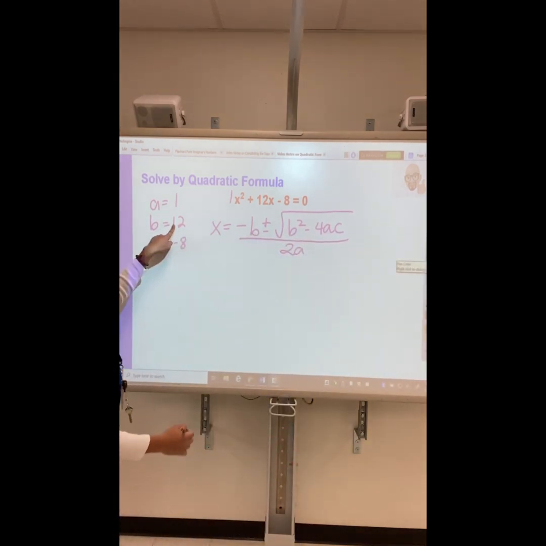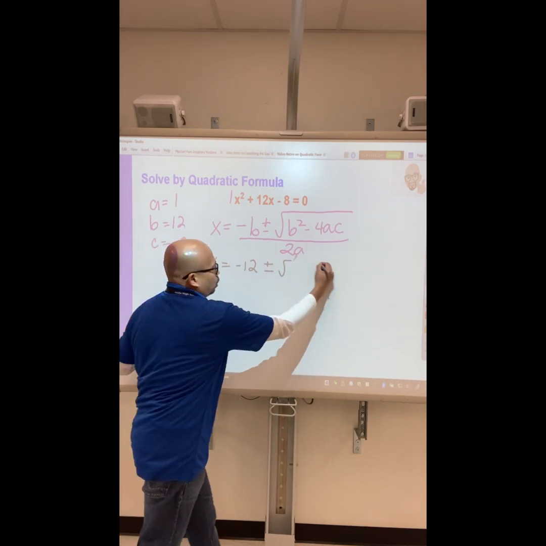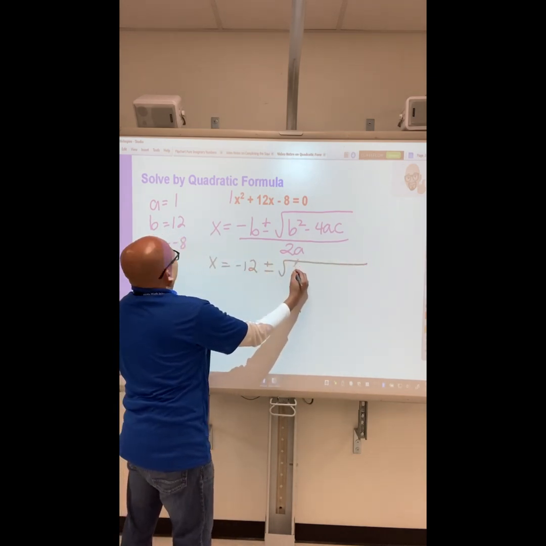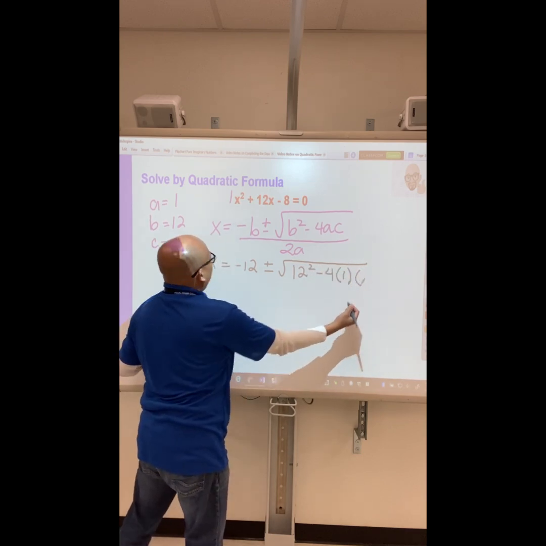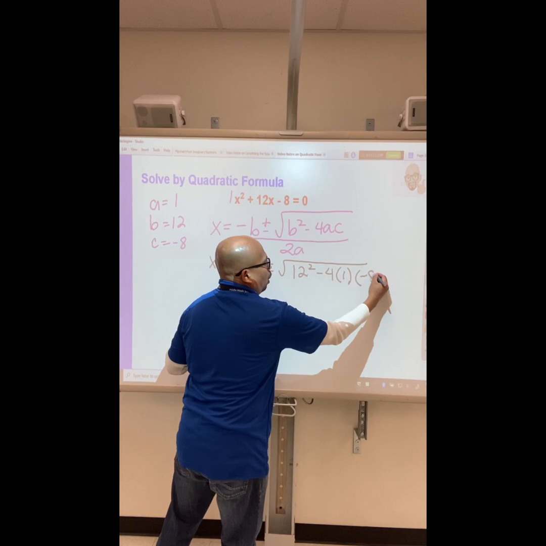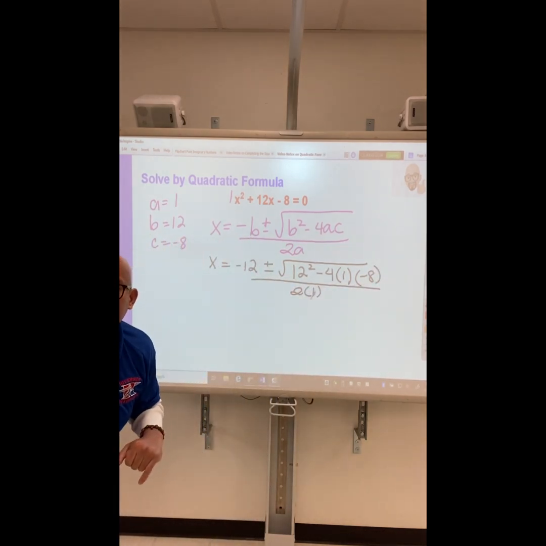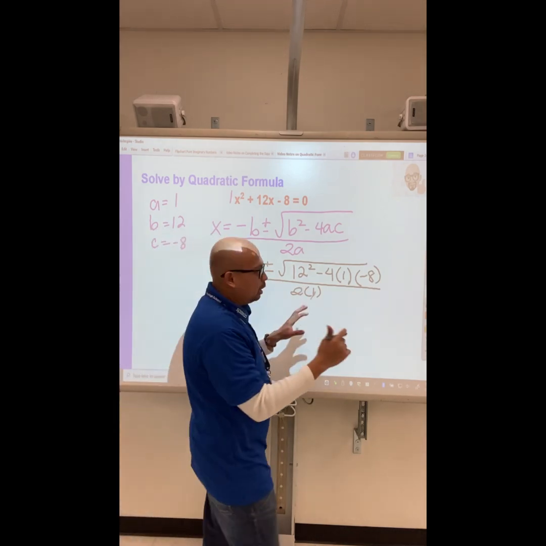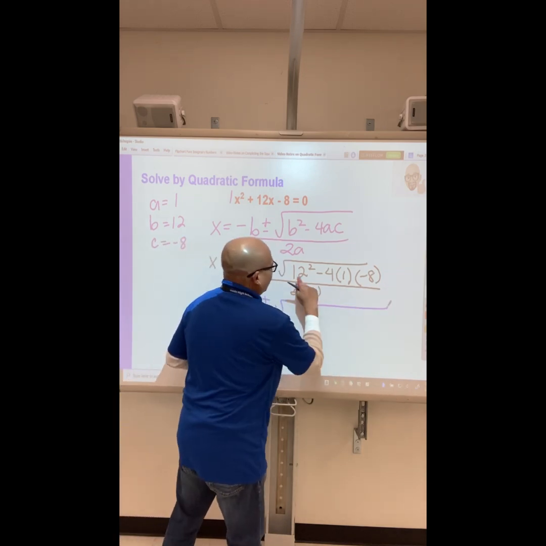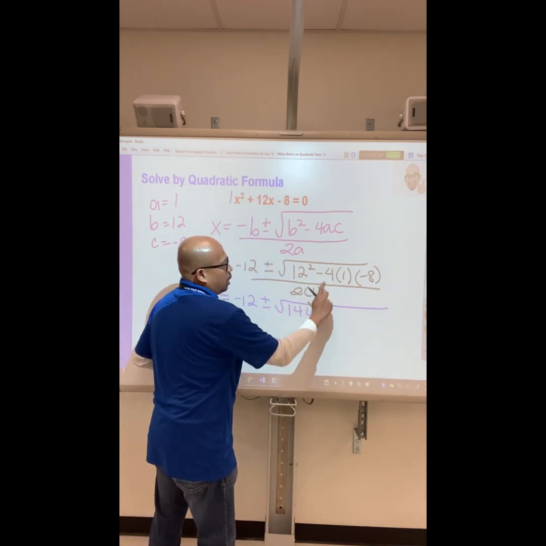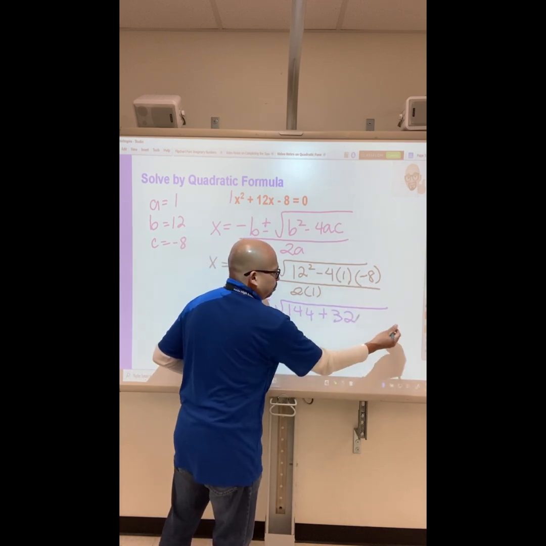So b, according to this, is 12. So x is equal to negative 12 plus or minus the square root of 12 squared minus 4ac all over 2a. Kaboom. Okay? So we'll just simplify it. I go to negative 12 plus or minus the square root. 12 squared is 144. Negative 4 times 1 times negative 8 is positive 32.